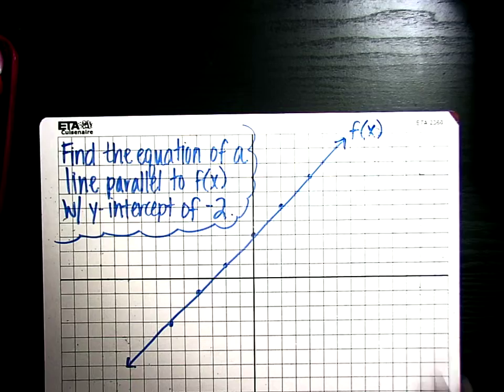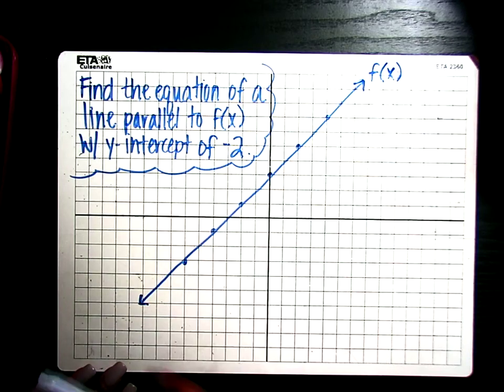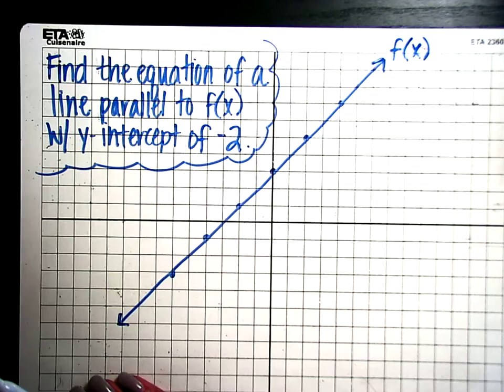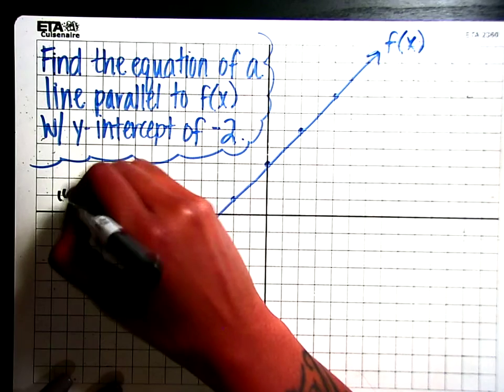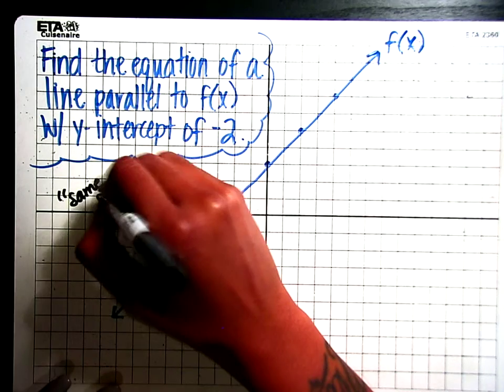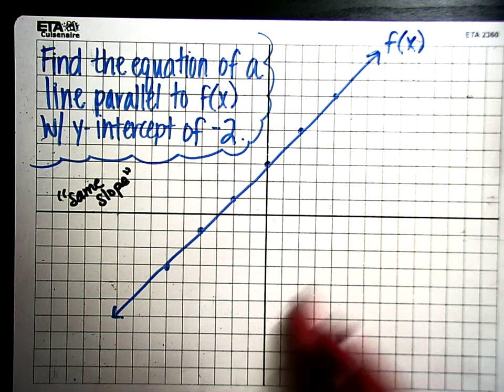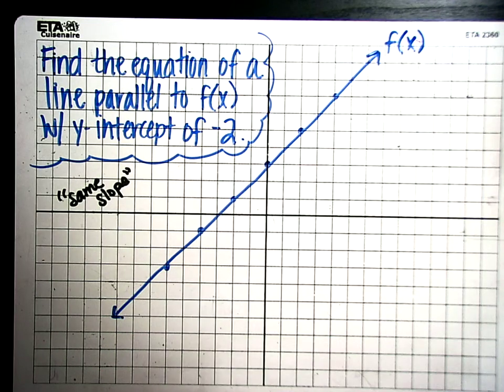For example, say we're given a graph that's f of x, and we have to find the equation of a line parallel to f of x with a y-intercept of -2. So, like I said just now, we have to recognize the fact that parallel lines have the same slope. So in order to figure out what my slope of my parallel line is, I have to know what the slope of the original line is. If you haven't done the slope video, you may want to go back and watch it now.